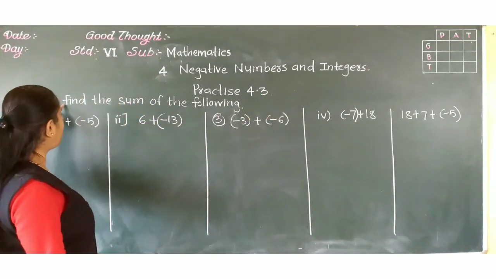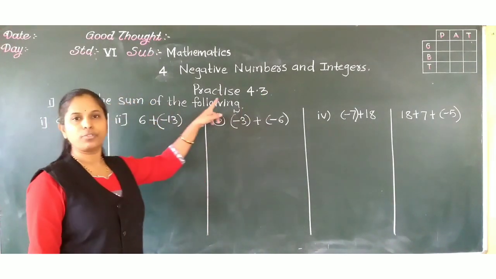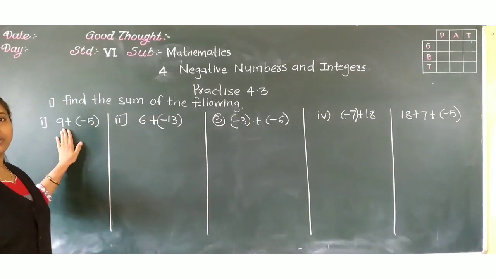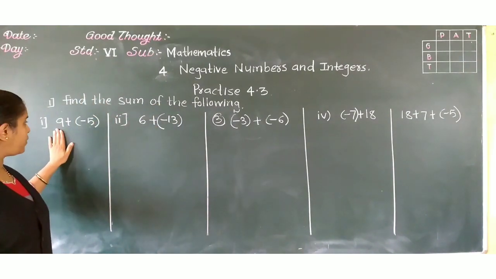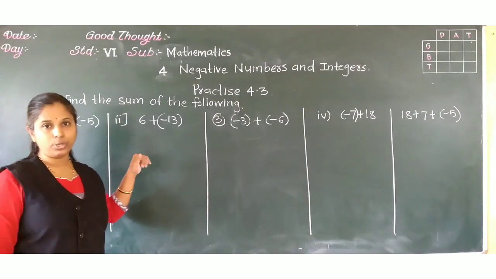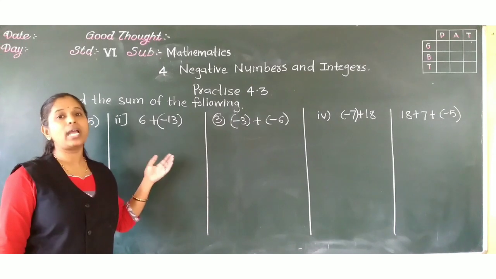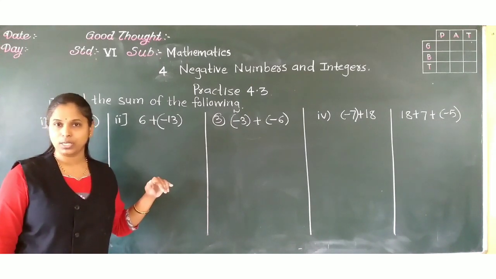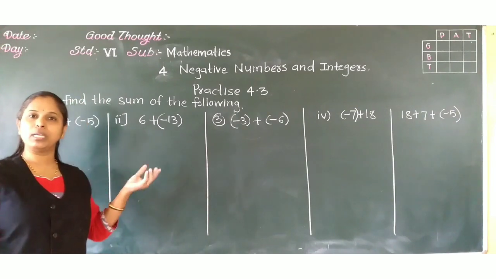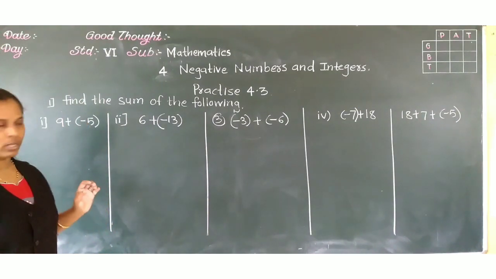In that question number 1, find the sum of the following. Okay. See now, here the integers have different signs. That addition we have to do. So in that case, what do we do? We take their absolute values. We compare their absolute values, and then from the bigger we subtract the smaller one.